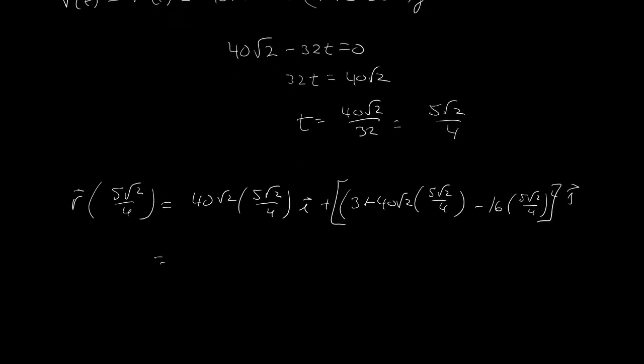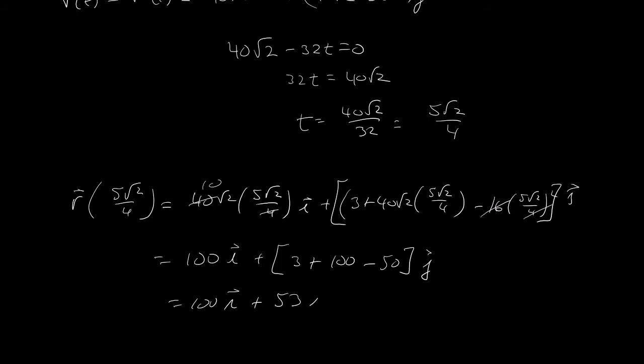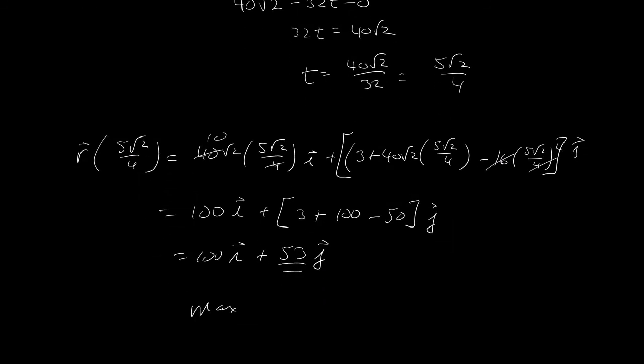Okay, so this simplifies quite a bit. Root 2 times root 2 is 2, so that's going to be 100 in the i direction plus, okay, so we have 3 plus 100 minus, so 4 squared and 16 will cancel, and that leaves me 25 times 2, which is 50 in the j direction. So that's 100i plus 53j. So the vertical component of that would be 53, so our max height will be 53 feet.